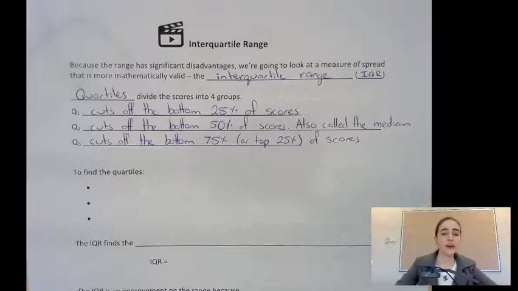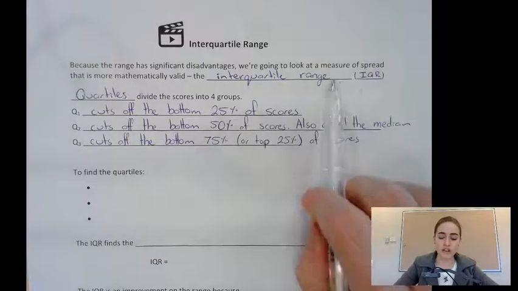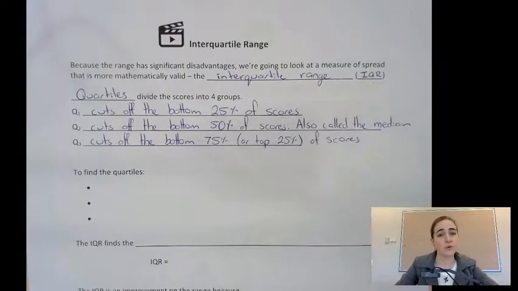In this video, I want to have a look at the interquartile range. So the interquartile range is our second way of measuring the spread of the data. Our first way of measuring the spread was looking at the range, but the range has a lot of disadvantages. So we're going to have a look at the interquartile range because it's more mathematically valid. The interquartile range is often shortened just to IQR.